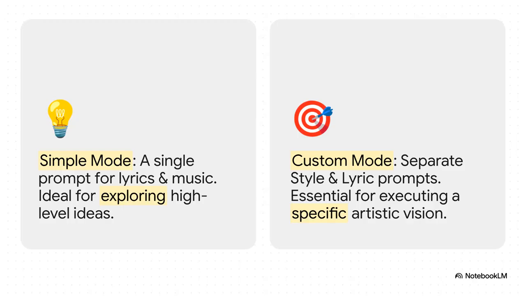Think of it like this. Simple mode is your brainstorming buddy. It's awesome for just exploring ideas and asking, what if? You throw it a single prompt, it does its thing. But when you need precision, you absolutely have to use custom mode. This is where you get separate boxes for your style and your lyrics, which is totally essential when you have a specific vision you're trying to nail down. This is where you stop asking what if and you start creating exactly what is.